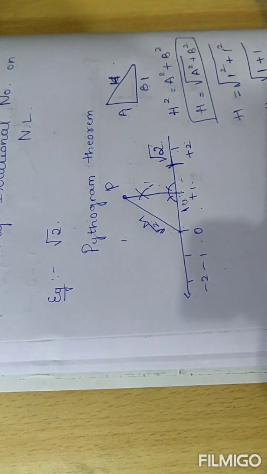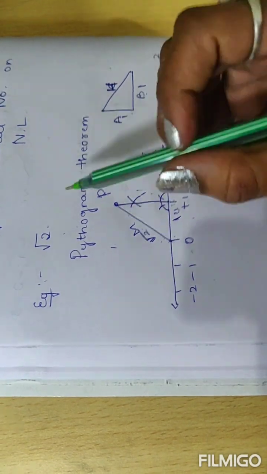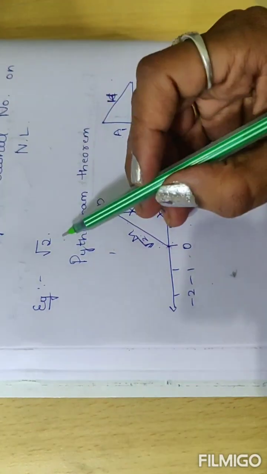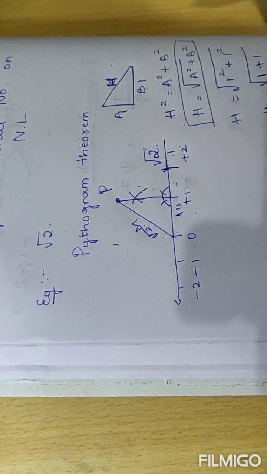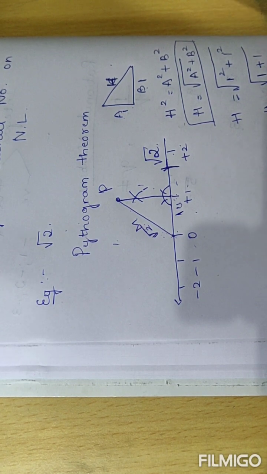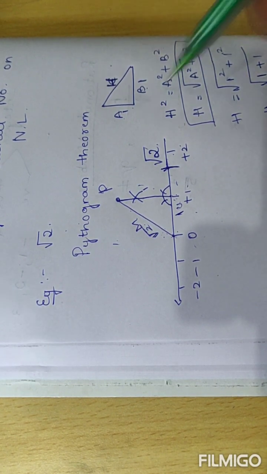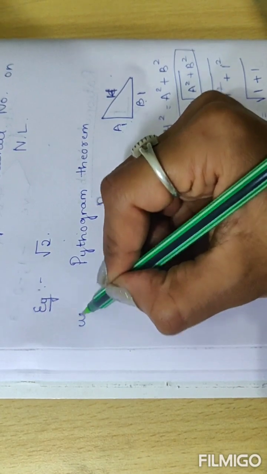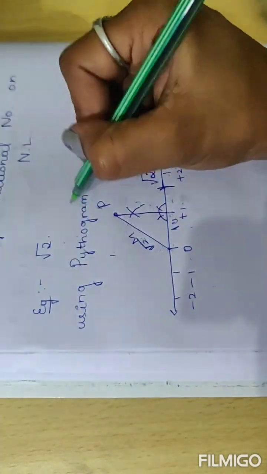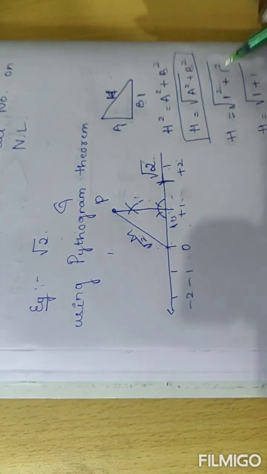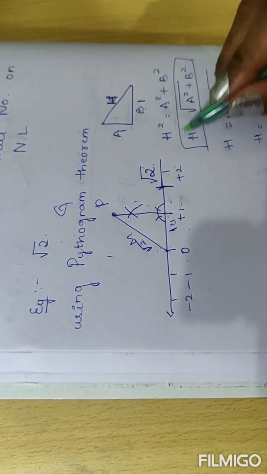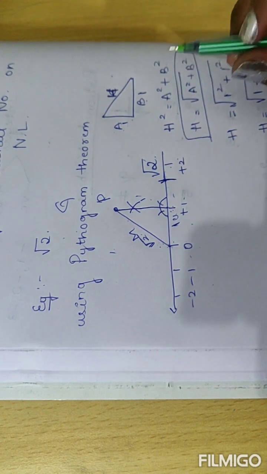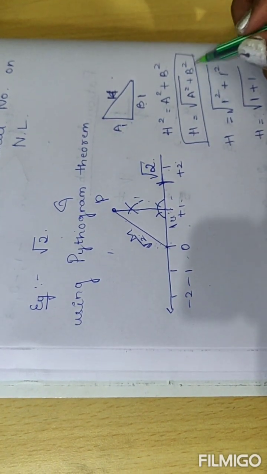So I'm going to explain once again. How are we going to plot root 2 on the number line? We are going to plot root 2 on the number line by using the Pythagoras theorem. First we are going to apply the formula h square is equal to a square plus b square. This is the Pythagoras theorem formula.